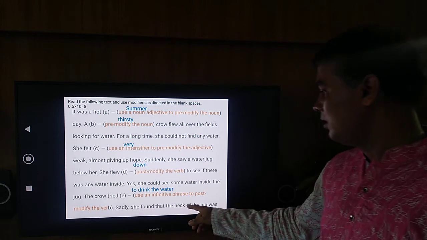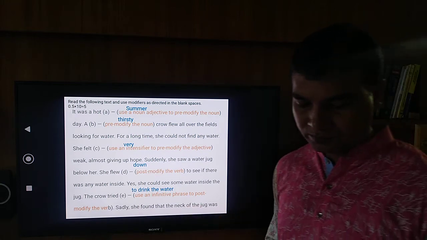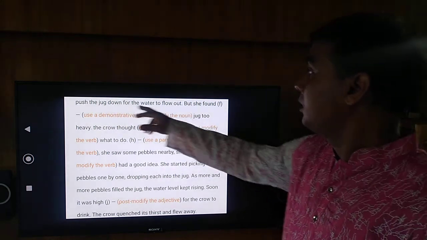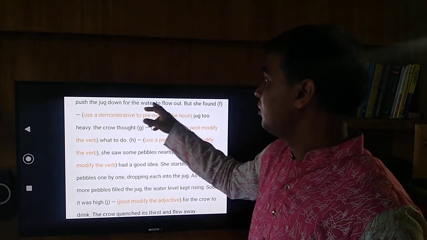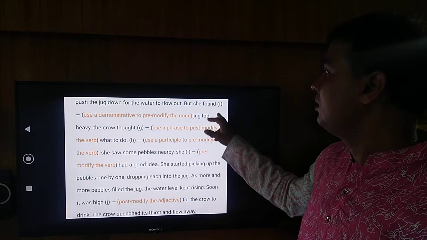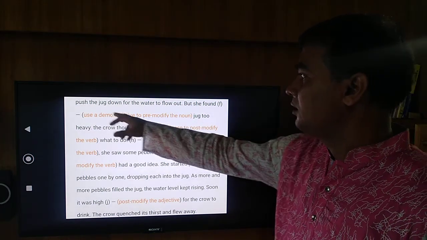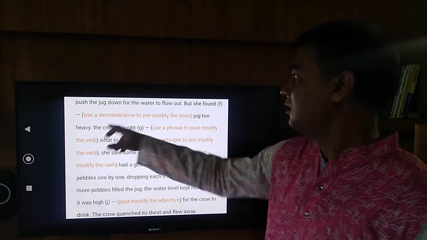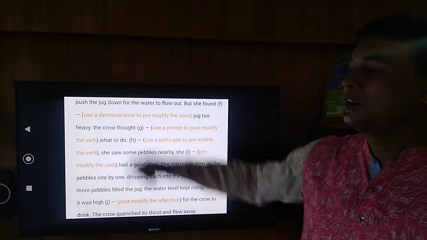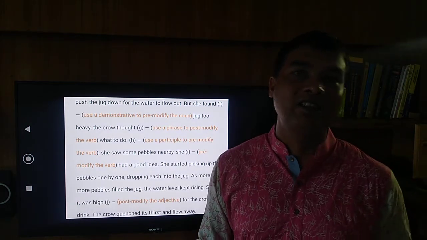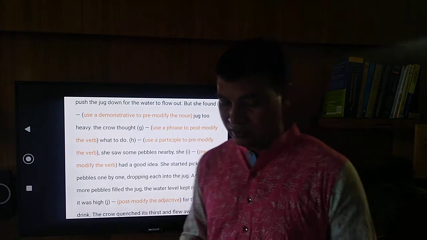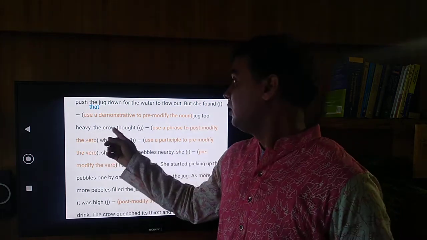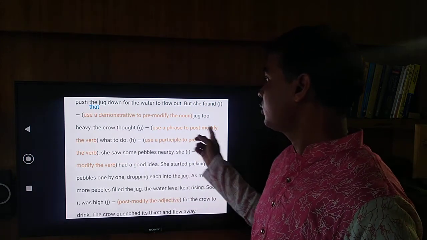Suddenly she found that the neck of the jug was... In the next sentence, push the jug down for the water to flow, but she found dash, in the bracket, use a demonstrative to pre-modify the noun jug, too heavy. Here you have to use a demonstrative. Demonstrative means demonstrative pronoun: this, that, these, those. So you can here use a demonstrative pronoun. That jug too heavy.